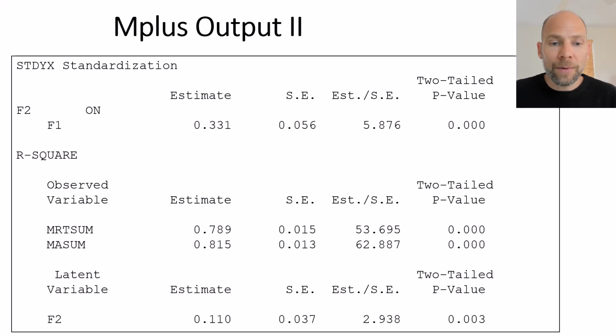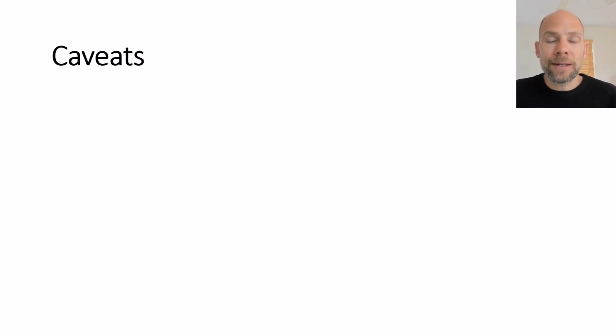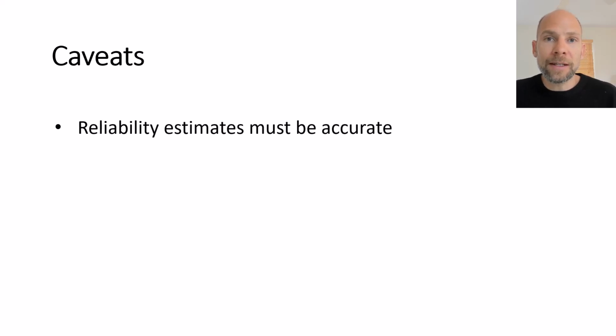And then also we get the latent variable R squared for our endogenous factor, which here is 0.110. So 11% of the latent or true score variance in math score or math ability can be predicted from the spatial ability factor. Now, there are also some caveats when using the single indicator approach, and the most obvious potential problem is that the reliability estimates may not be appropriate. Because the question is, how do you come up with those reliability estimates, right?